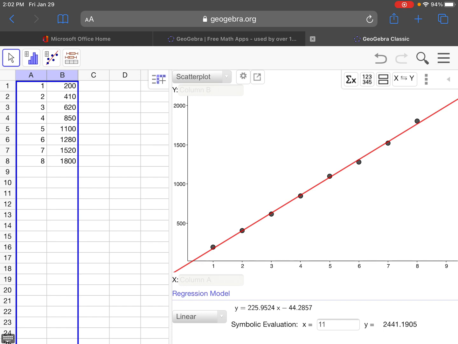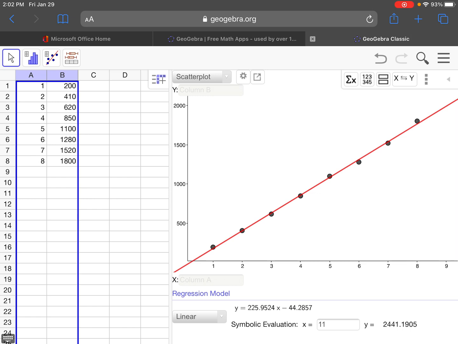So this line here is just a prediction line. The equation that we get from it is a regression equation where we can make predictions. So we just plug in a number for X into that equation. If you didn't have the computer to do it, you'd have to times by 225.954, then subtract 44, and you'd get an output there.